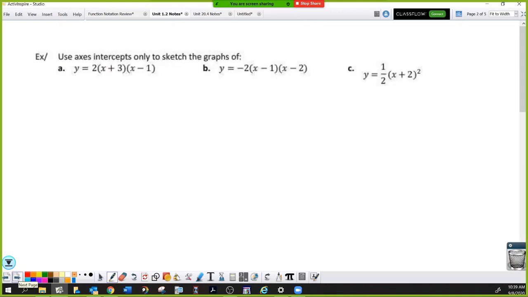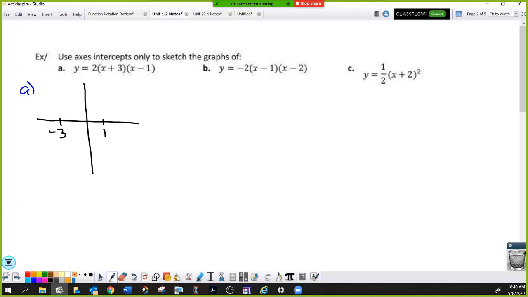So this one just says use axes intercepts, which is IB's way of saying use the x and y intercepts to sketch the graph. This is really, really simple stuff. We're just sketching the graph. All right, so we got picture not drawn to scale because who cares? We are going to cross the x-axis at -3 and +1. It's just a sketch.